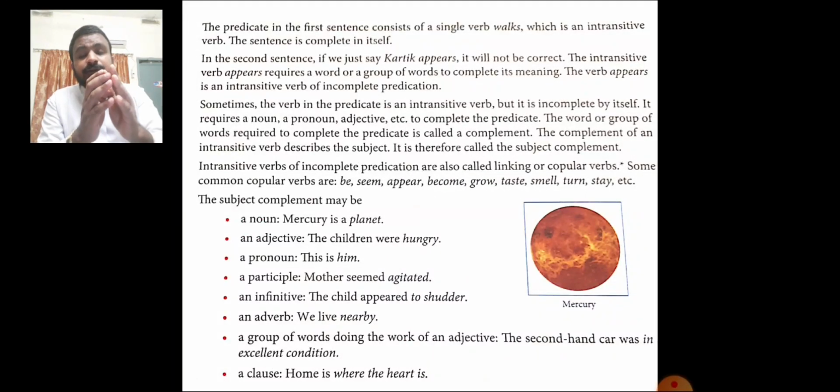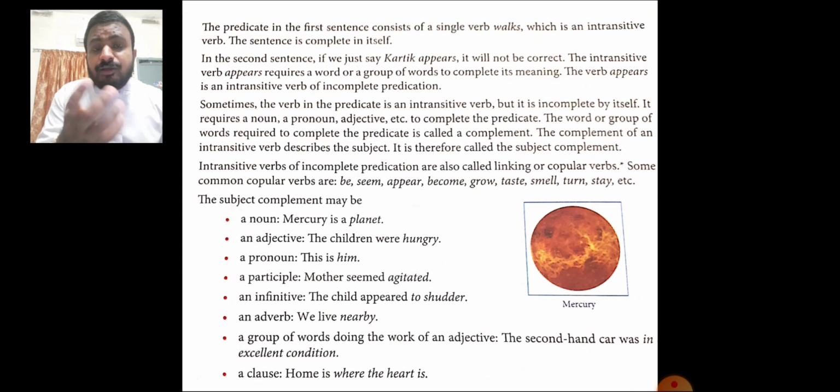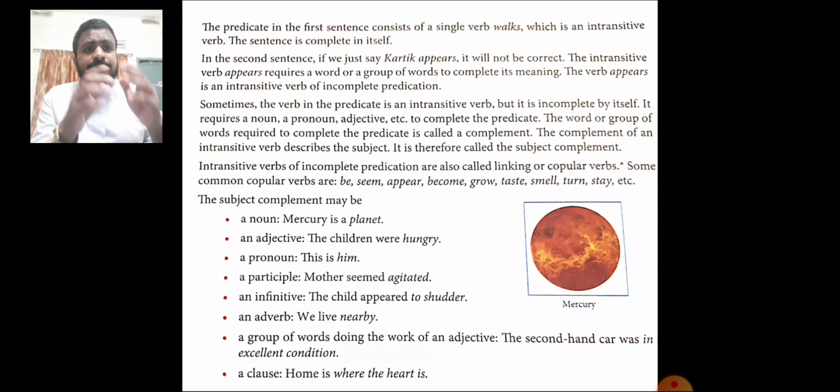So, in the intransitive verb also, sometimes we need to add a word or a group of words in order to form the meaning. So, that is called a subject complement. Whatever word we add with the intransitive verb, that is called a complement. And since that is describing the subject, it is called subject complement.